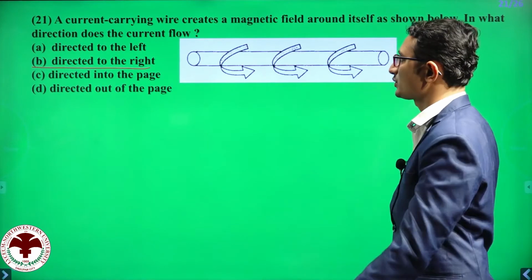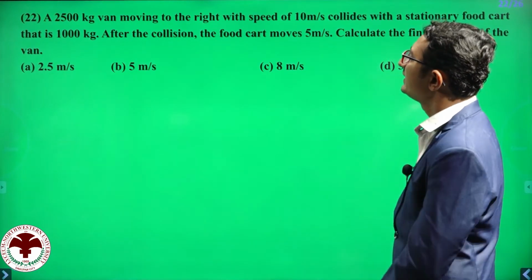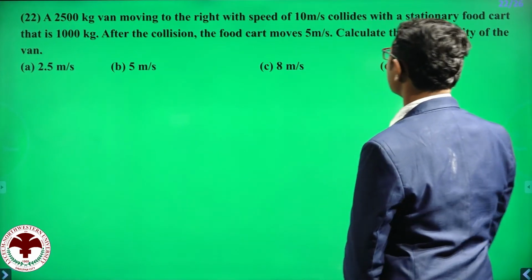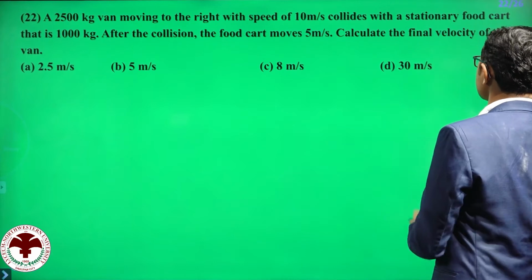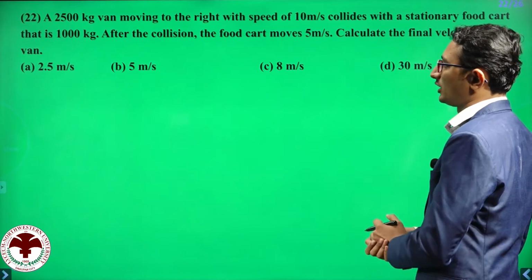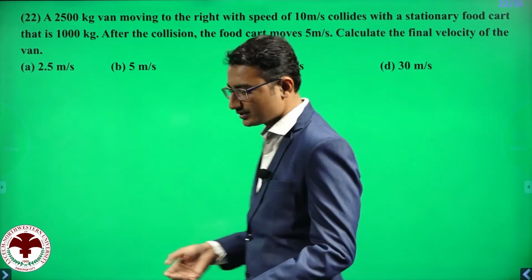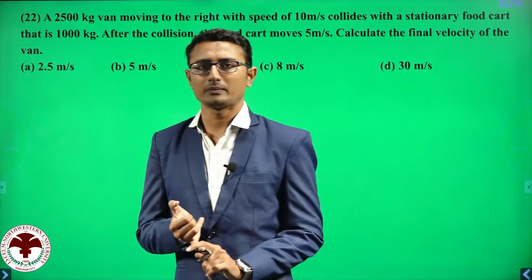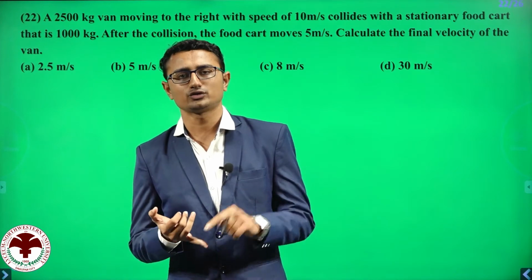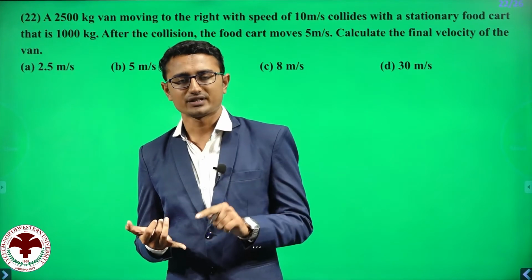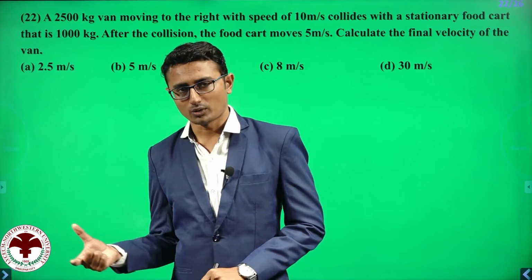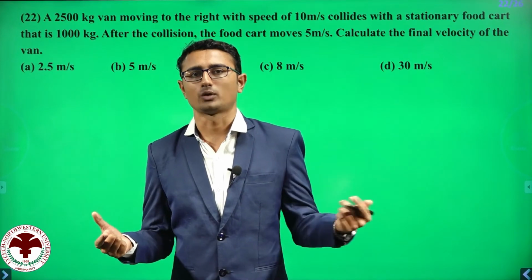Okay, next question. A 2500 kilogram van moving to the right with a speed of 10 meters per second collides with a stationary food cart that is of 1000 kilograms. So we have two objects and this is a question of collision. Most questions of collision you have to solve by the law of conservation of momentum. What is the law of conservation of momentum? Total initial momentum equals total final momentum.